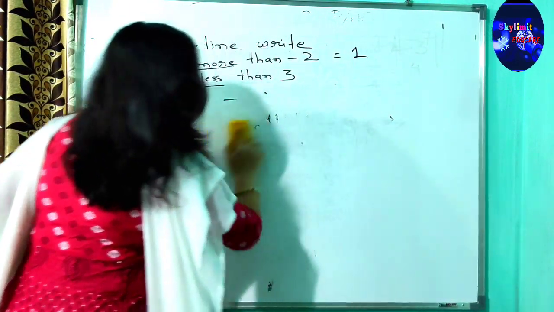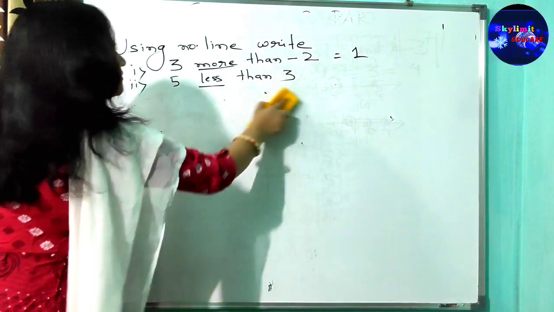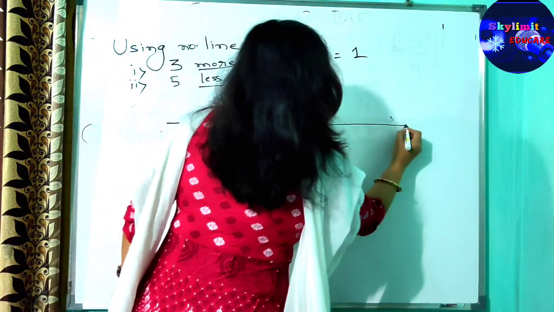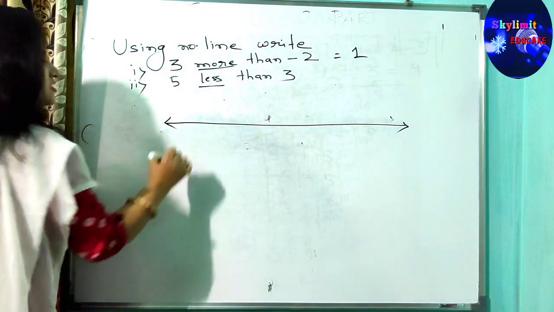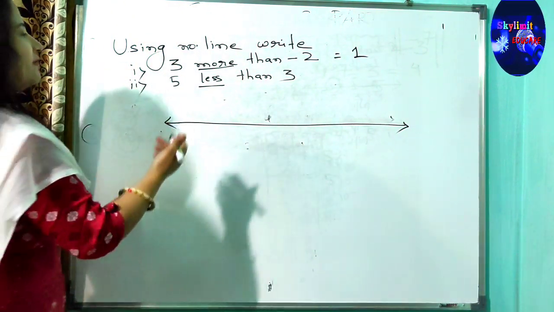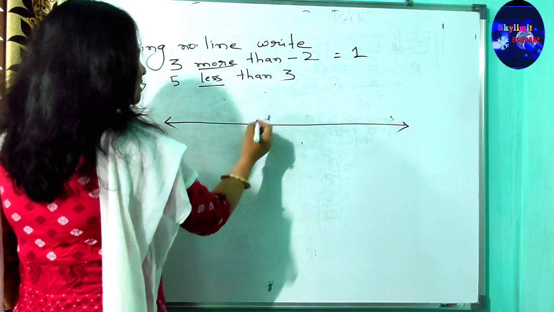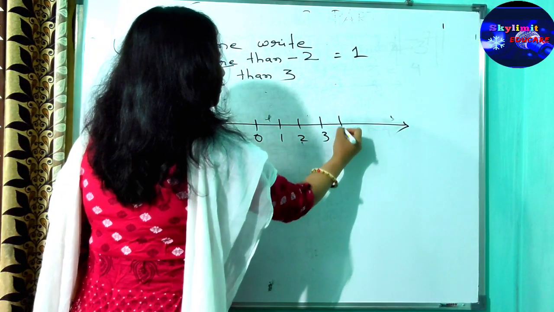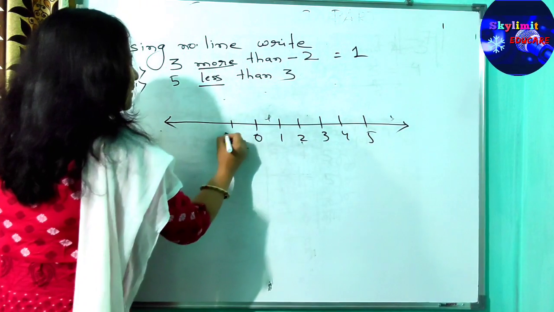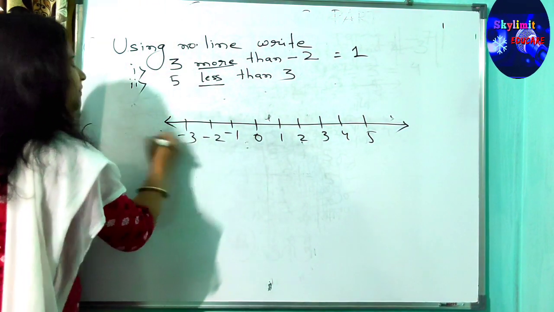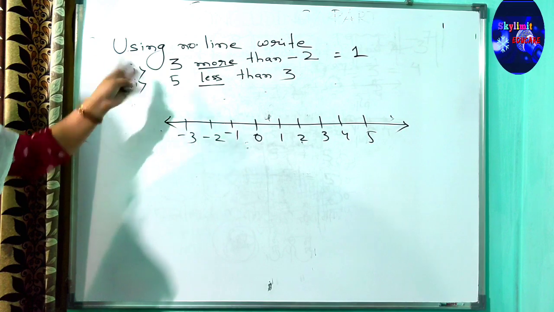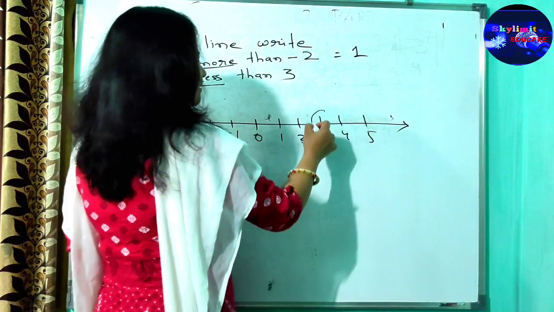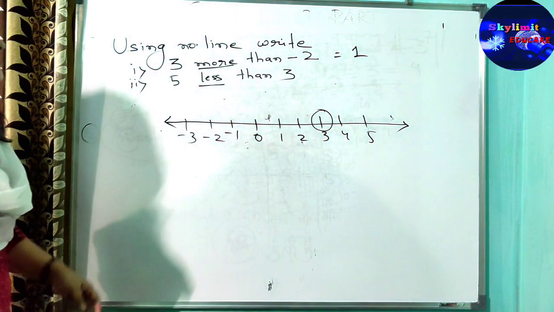Second question. 5 less than 3. Draw the number line, everyone. So let us draw the number line. Yes, 5 less than 3. So 0, 1, 2, 3, 4, 5, -1, -2, -3. Right? 5 less than what? 3. Let's locate 3 on the number line. 3 is here, right?